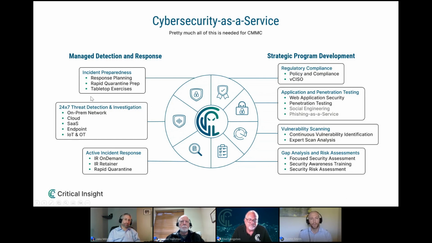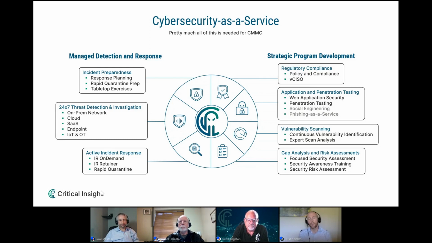So you want to have your IR plan. You want the ability to respond and report incidents to the DIBNet within 72 hours. And you need people that know what they're doing and know that process. So you need to have people that can actually respond to the incident. If you have that internally, great. But if you don't, find out what your gaps are and see if you can get another piece to that puzzle to create that full capability. And that's where the MDR comes in.